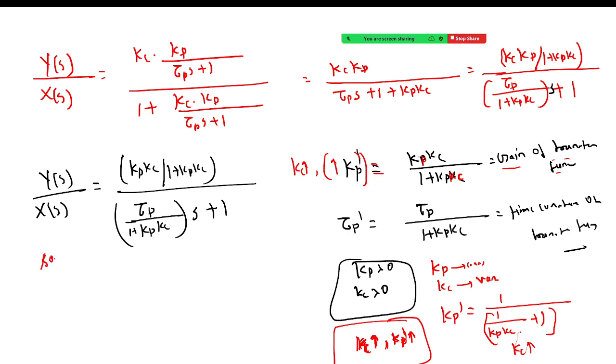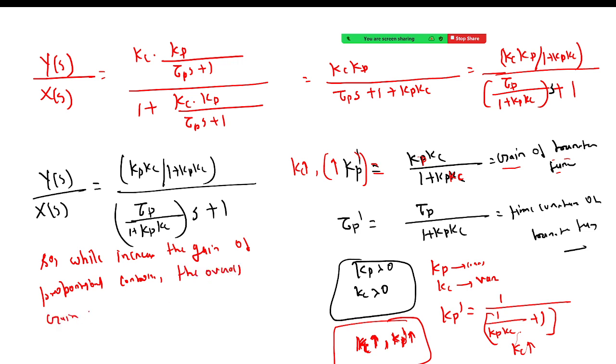So while increasing the gain of the proportional controller, the overall gain of the closed loop response increases, right? I hope these things are clear to all of you.